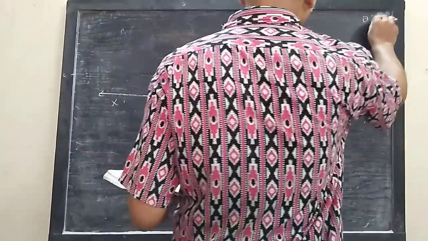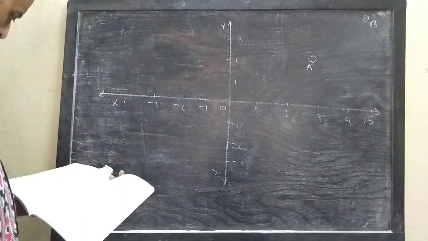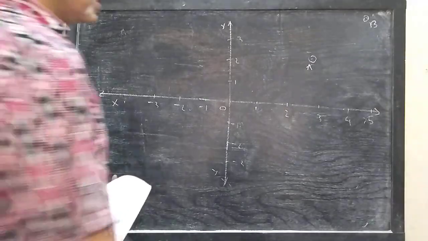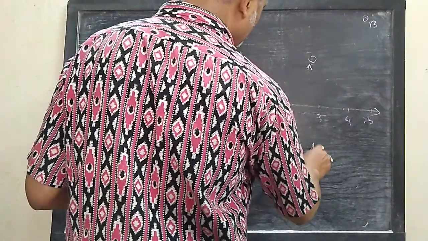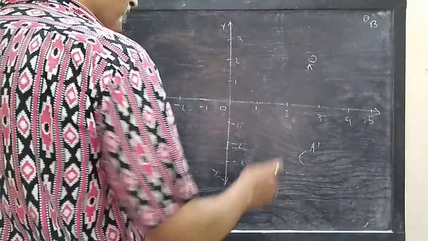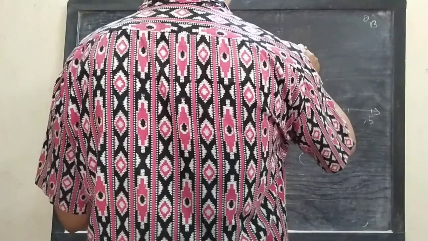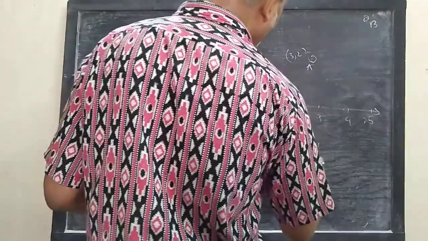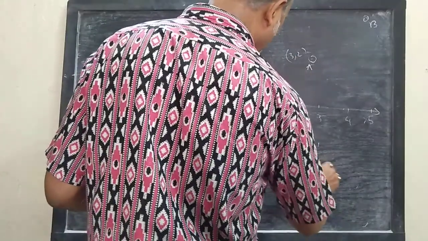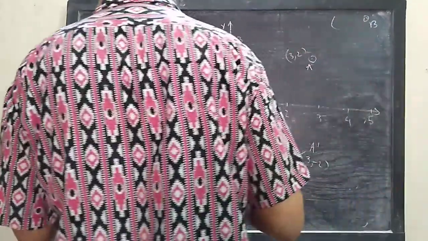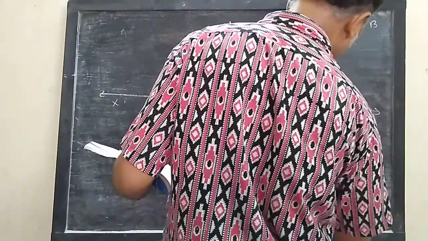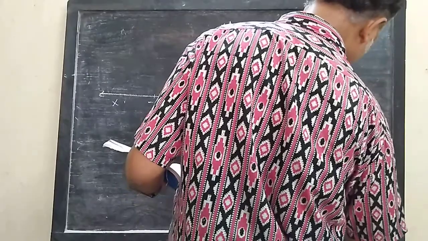This is A, this is B. Reflect A and B in the x-axis to A dash, B dash. A goes to A dash. Obviously its coordinate will be, as A's coordinate is (3, 2), so after reflection, the coordinates of A dash will be (3, minus 2). B's coordinate is (5, 4). So after reflection in the x-axis, it will go to B dash, and its coordinate will be (5, minus 4).